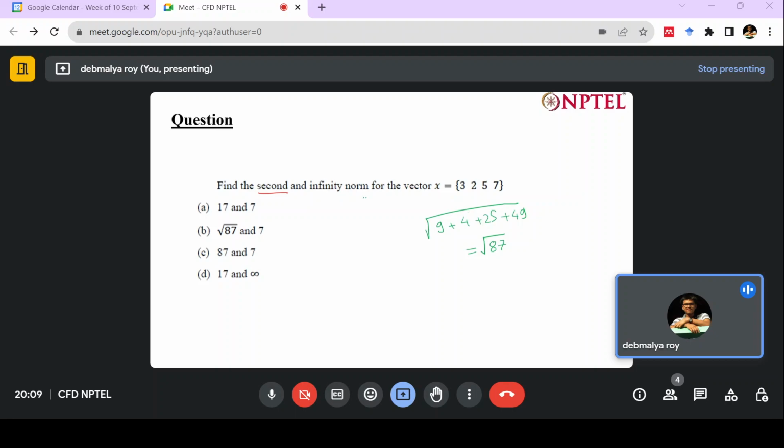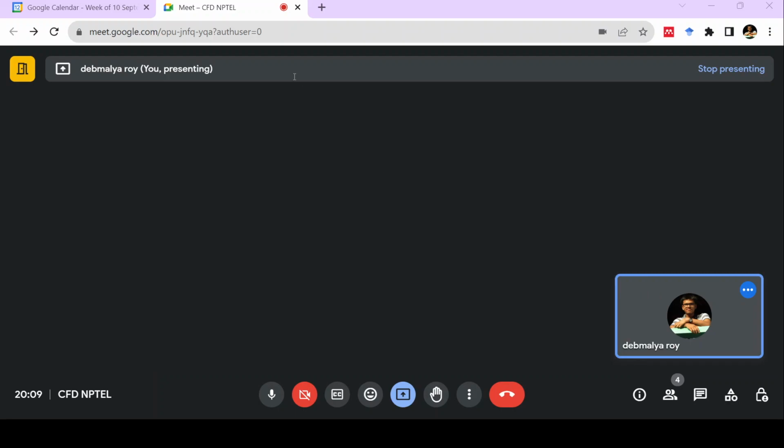And what about the infinity norm? What is infinity norm? So infinity norm is nothing but the maximum of the absolute values of the xi. So that is 7 in this case.